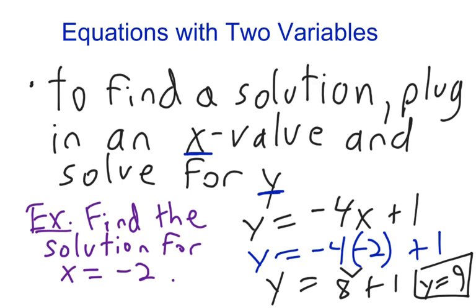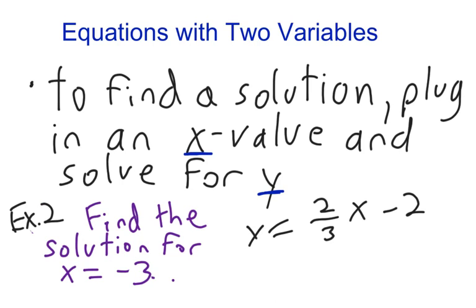Why don't you try one of those on your own? Here's example 2. Find the solution for x equals -3. And we're doing y equals 2/3 x minus 2. We've got to plug in. If you want to try this on your own, go ahead and pause it. And I'm going to go ahead and work it.